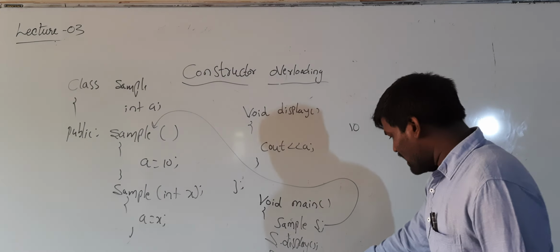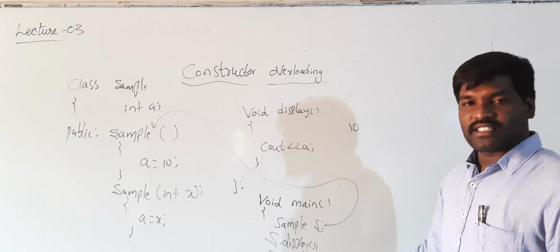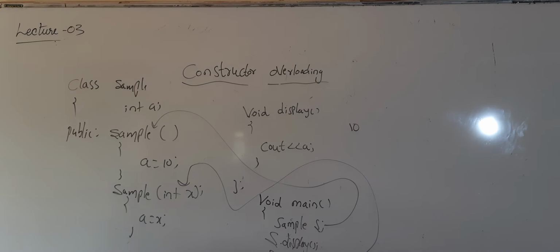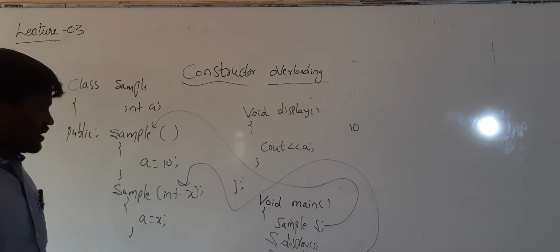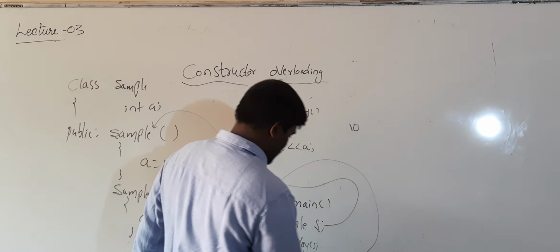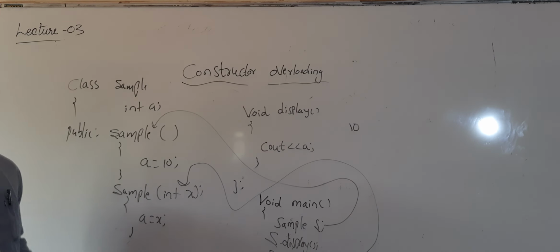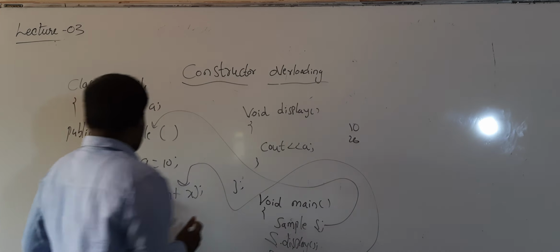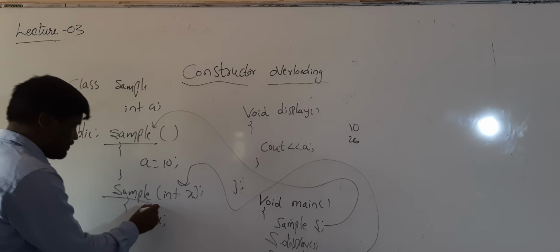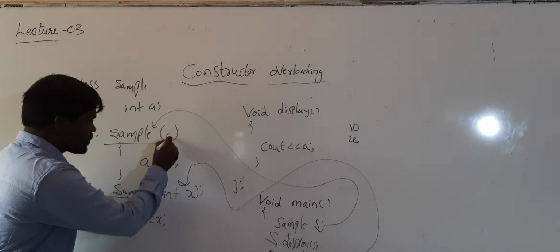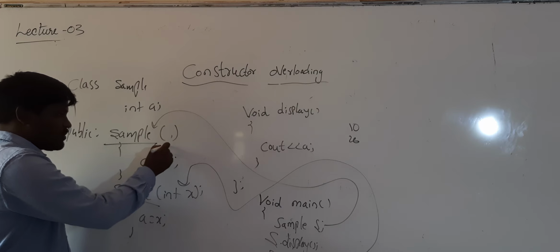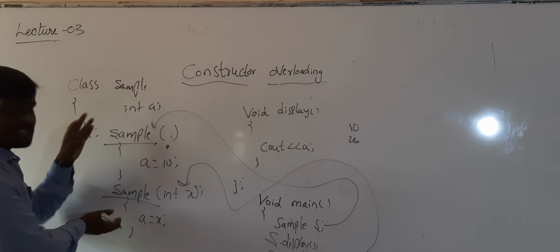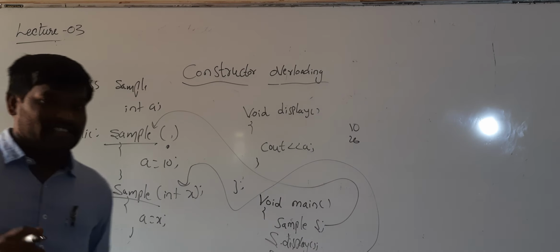See here, Sample R with 10 in the brackets is again a constructor call, but this will call the parameterized constructor, so 10 is stored in X, or you can take 20 is stored in X, and X is assigned to A. R.display means it will print the result as 20. See here, the constructor name is the same, one has zero arguments and one has one argument. So constructor overloading means more than one constructor can be defined in a class.